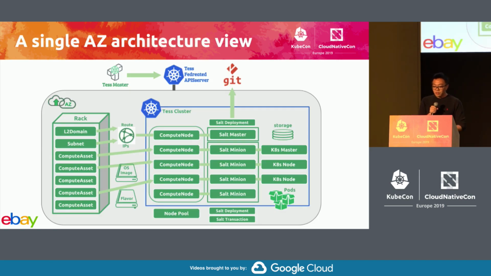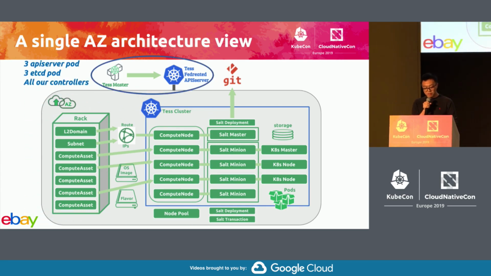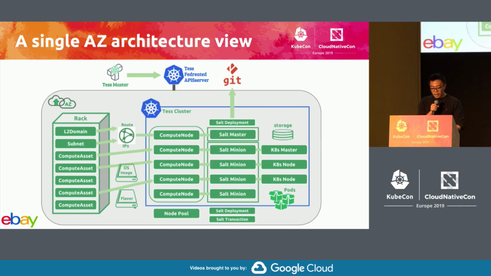So after introducing those concepts, let's take an architectural view. This is a single AZ's view, and we normally have one fleet management system managing one eBay availability zone to make it self-contained. So this is our AZ control plane, basically. Let's see how it works. First you have the API server, you have controllers. Basically, we pack all those controllers, we call them Tess Master, and we have to pre-create a few objects.